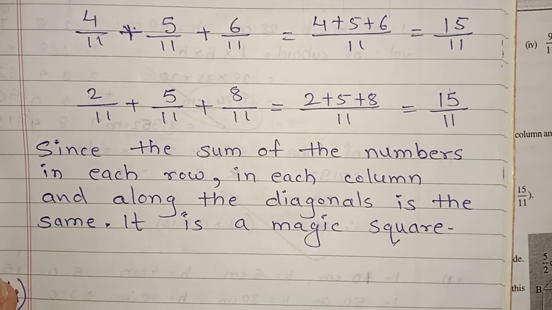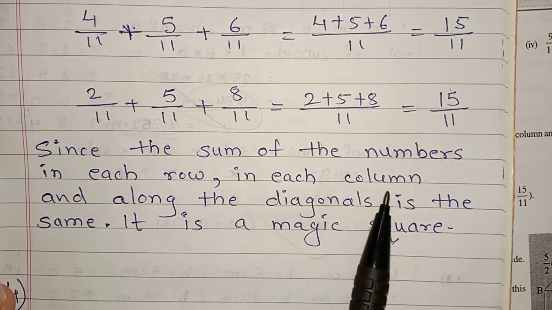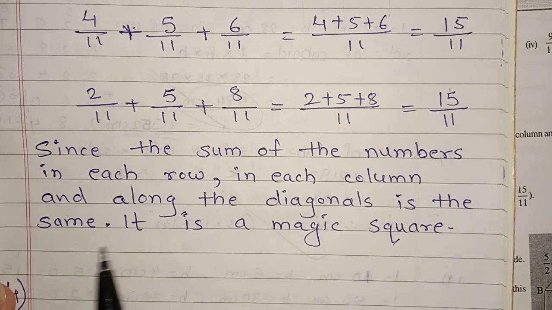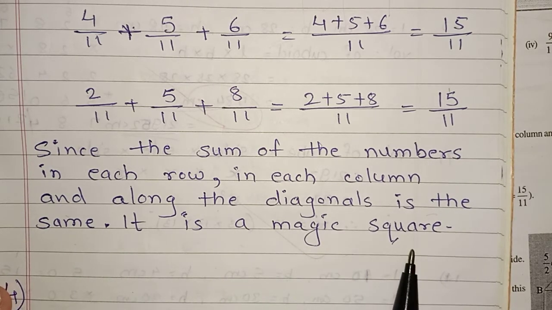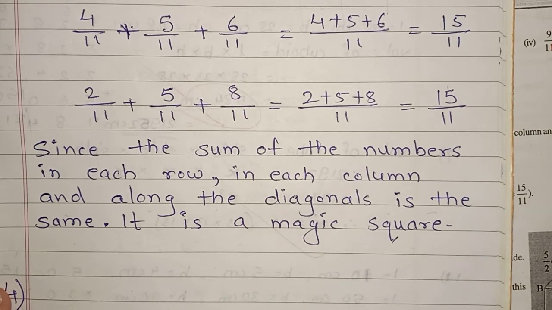Therefore, since the sum of the numbers in each row, in each column and along the diagonals is the same, it is a magic square. Yes, we have proved that it is a magic square.